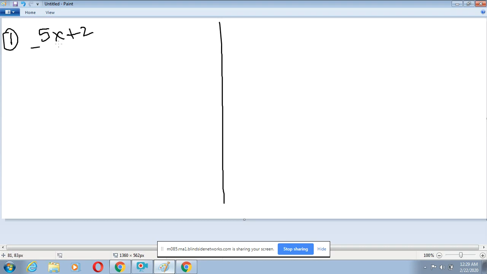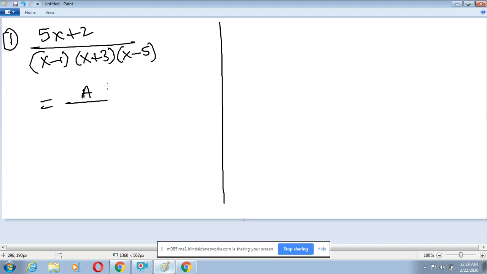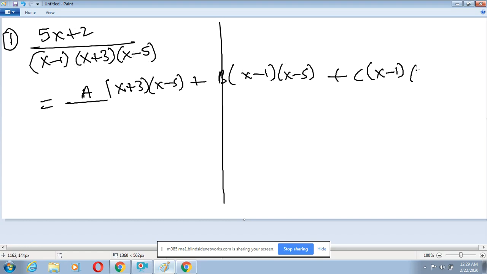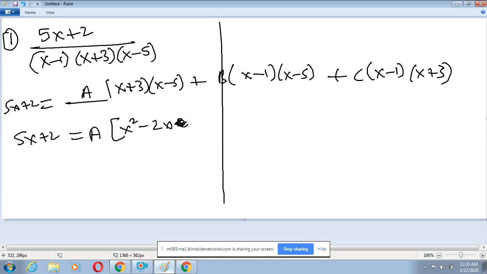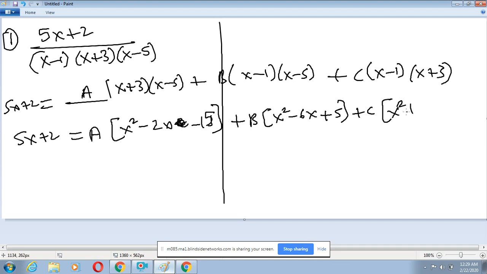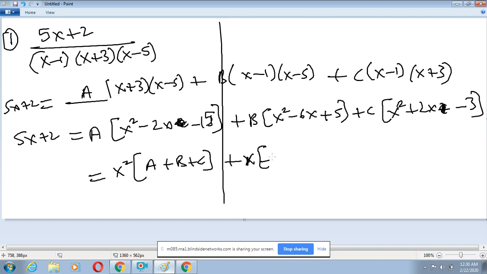Okay. So 5x plus 2 over x minus 1 into x plus 3 into x minus 5, A upon, I'll directly come to the a into x plus 3 into x minus 5 plus b into x minus 1 into x minus 5 plus c into x minus 1 into x plus 3. That's fine. And 5x plus 2 equals a into x square minus 2x minus 15, plus b into x square minus 6x plus 5, plus c into x square plus 2x minus 3. Then if I take x square term common, I get a plus b plus c, plus if I take x term common, did you get the same thing?